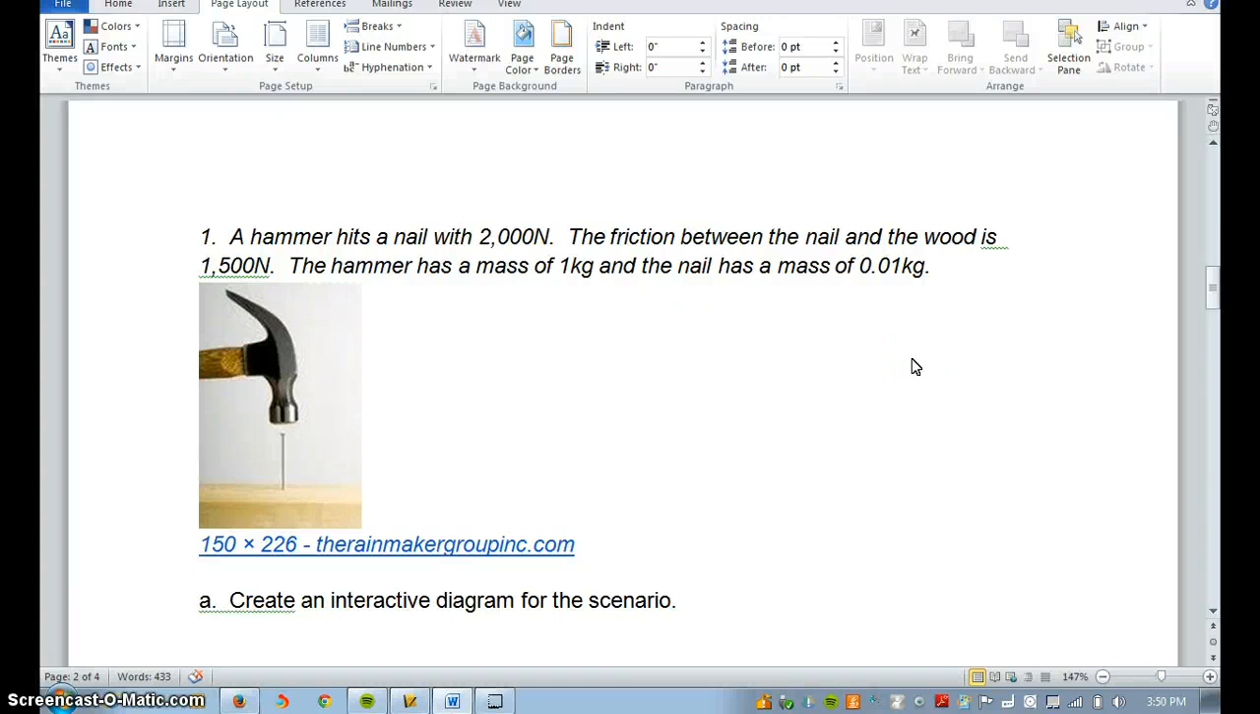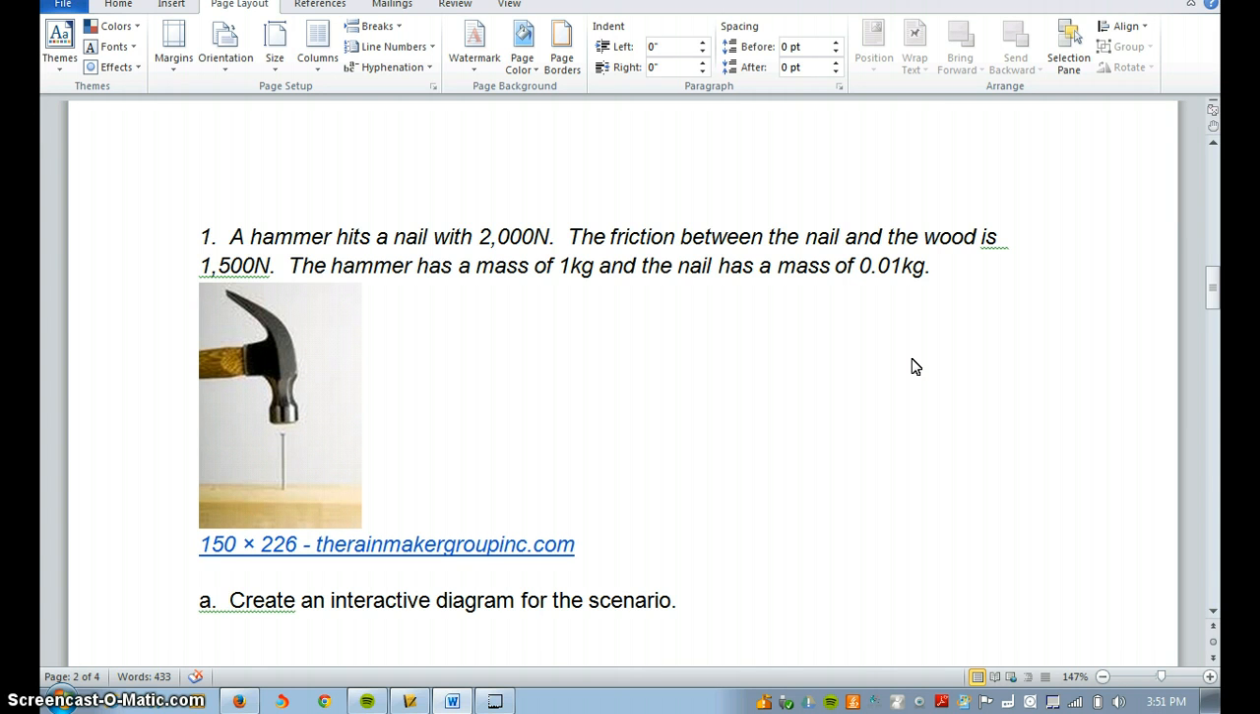So I want to quickly go through the answers to the rest of the problems. I'm going to rush through them just because I need to cover this in 15 minutes and make it as quick as possible. So when you have a hammer hitting a nail with 2,000 newtons, the friction between the nail and the wood is 1,500 newtons, and then you have the other information.